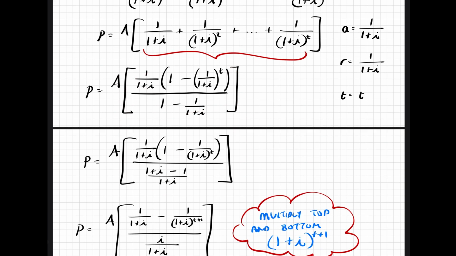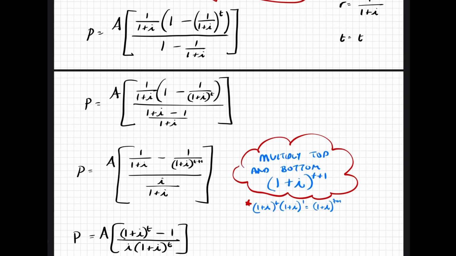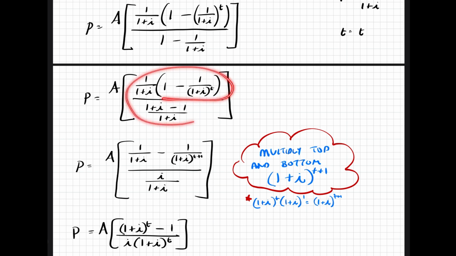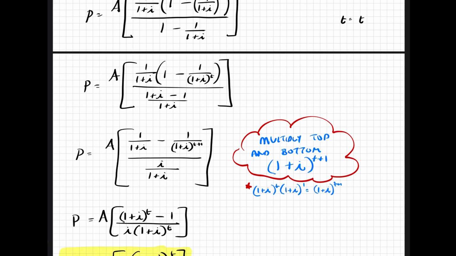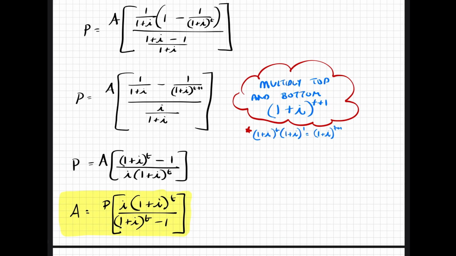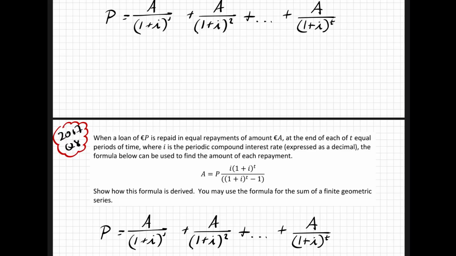And then the difficult part is the rearrangement and neatening up. So just take your time going through the rearrangement. And then here, the big guy that people forget is to multiply the top and bottom by this, so it neatens it up nicely. You should get down to that. As I said, that can be a past paper question. It was question 8, 2017.